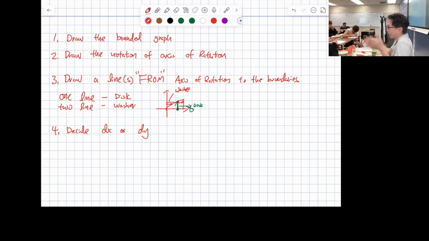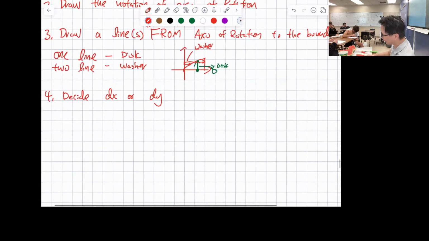You have to know, are they dx, dy? How do I know dx? Well, dx if the cross section is vertical. So if you have a vertical line, when I draw a line, it's vertical, that is a dx. And this is a horizontal. Horizontal. So dx is going to be vertical, dy is horizontal.